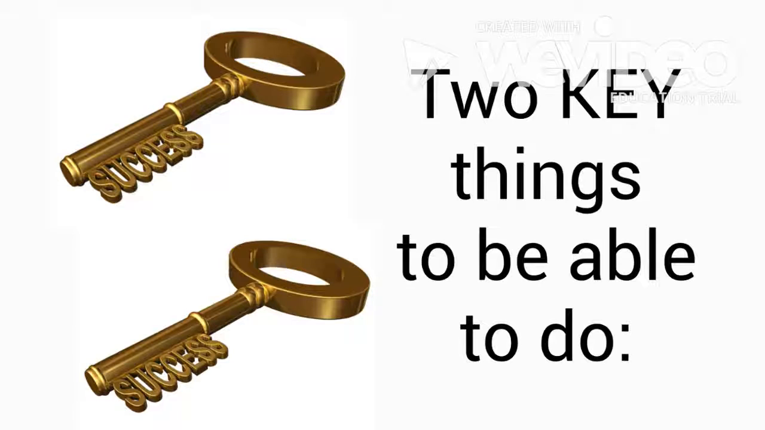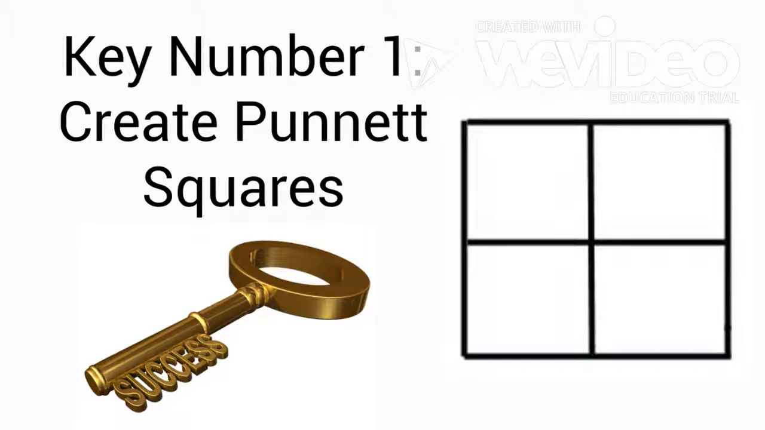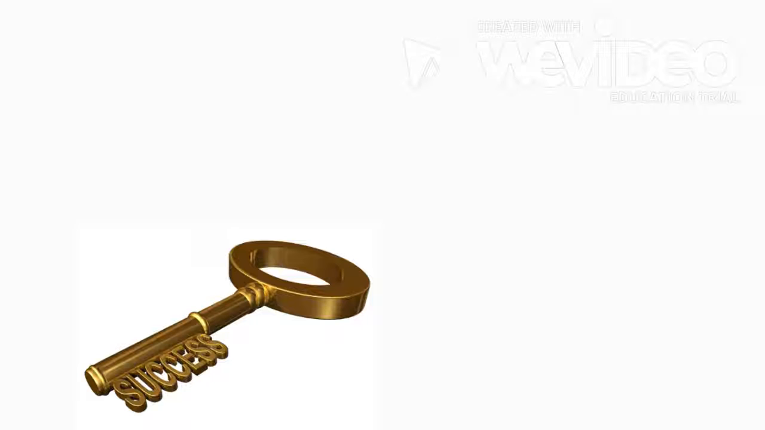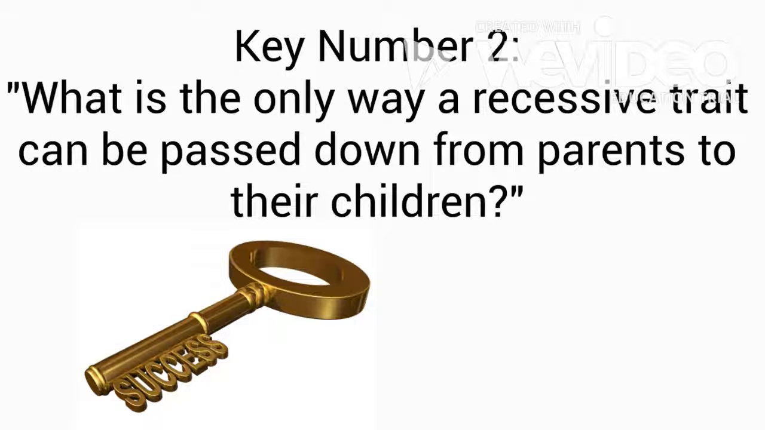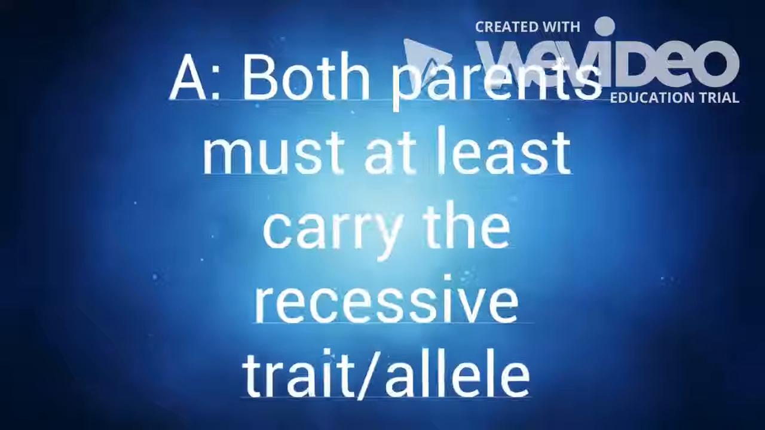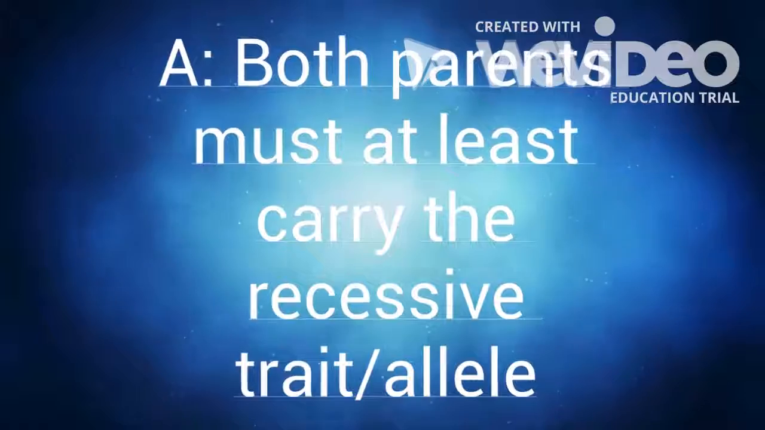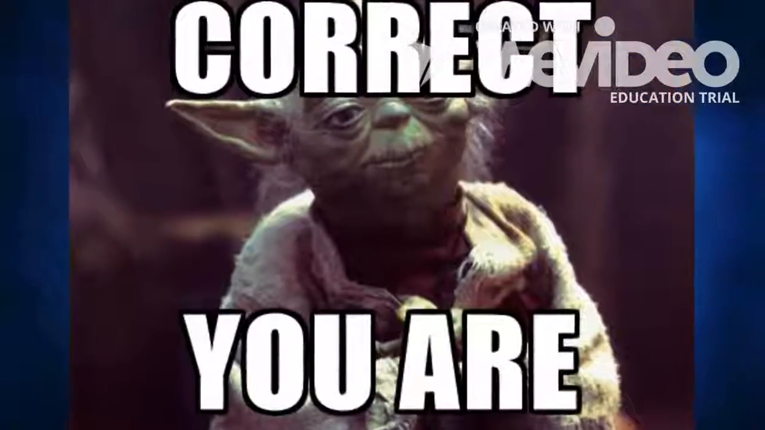So there are 2 key things that I want you to be able to do after watching this video. First of all, I want you to be able to create Punnett squares based on the information you've been given. If you need a review of that, please replay the video showing how we made them. Secondly, I want you to be able to answer this question. What is the only way that a recessive trait can be passed down from parents to their children? If you said that both parents have to at least carry the recessive trait, then you are correct.